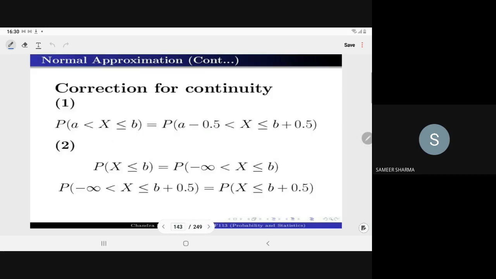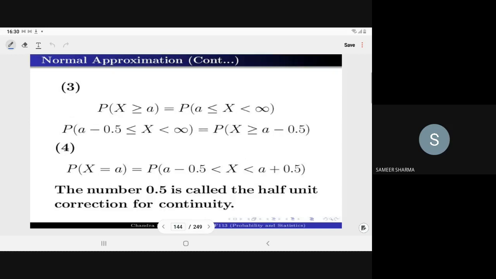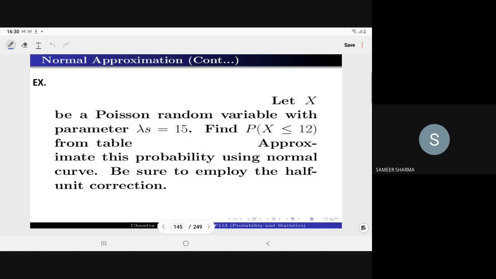Again, in this also we have to add and subtract the half unit correction for making the discrete point a continuous interval. It is the same slide that we had for the binomial distribution, so the same thing we have to add and subtract.